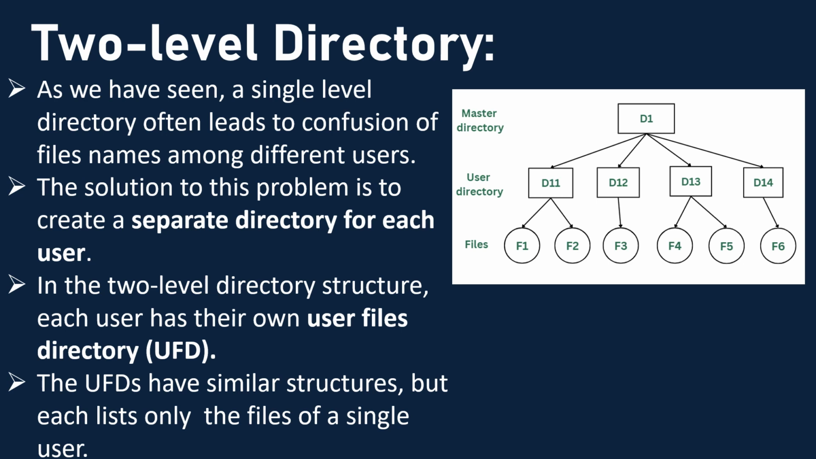Now, if we see the picture, D1 is the master directory and D11, D12, D13, D14 are the user directories of the master directory, and F1, F2, F3, F4, F5 and F6 are files of the user directories.